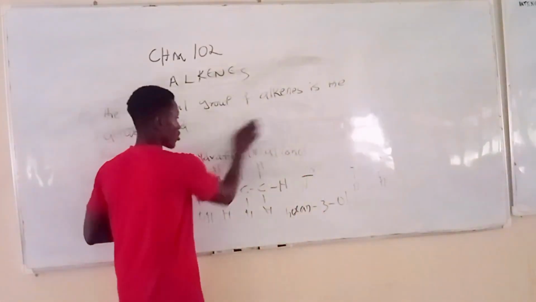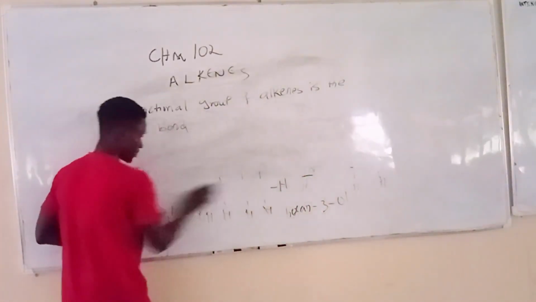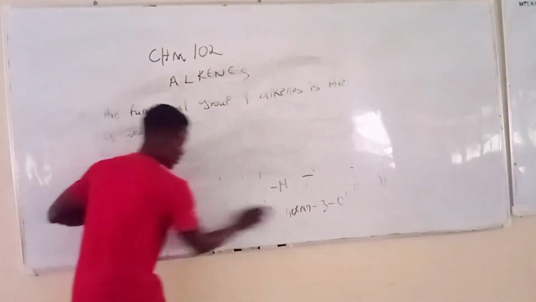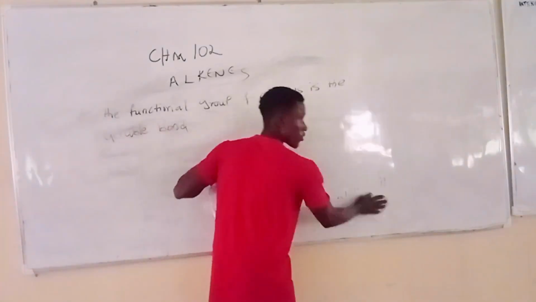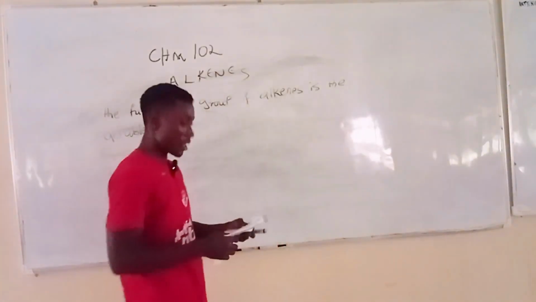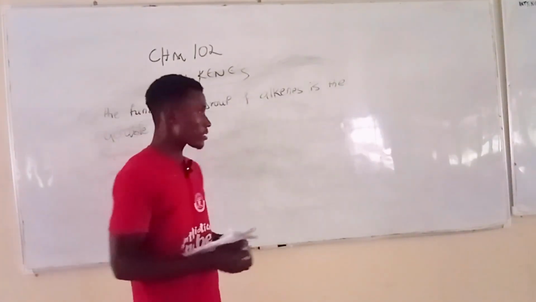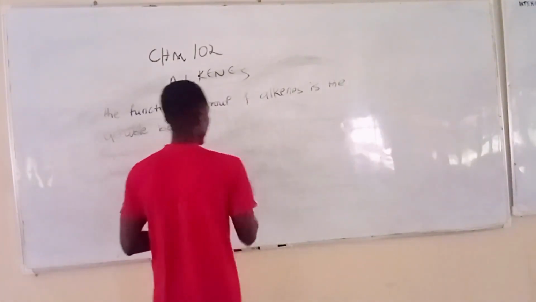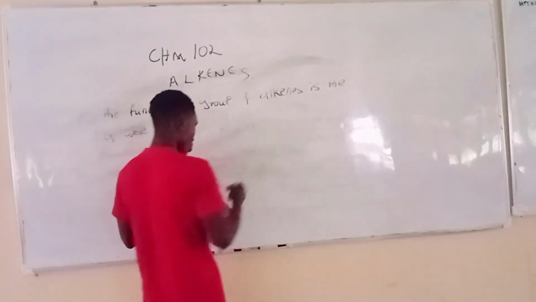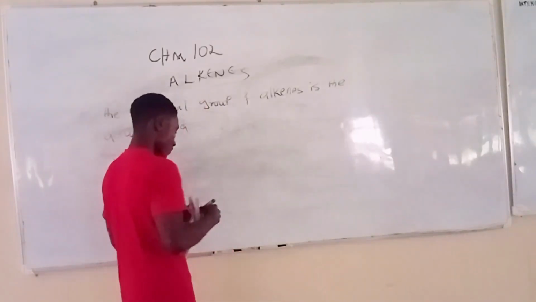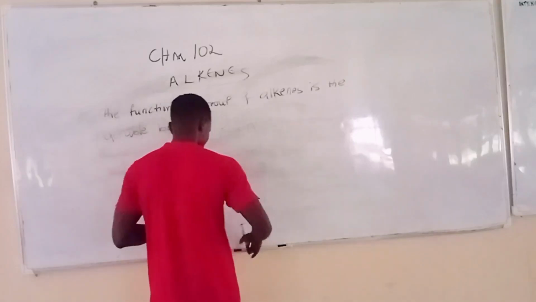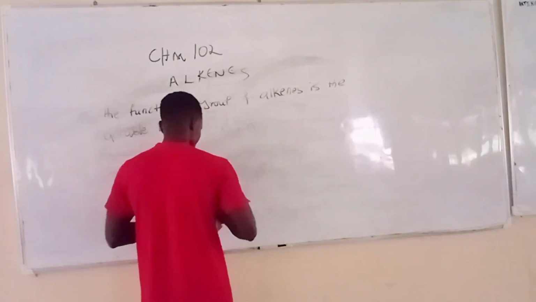So we say reactions of alkenes. Under the reactions of alkenes, we have the addition reaction, right? Reactions of alkenes.